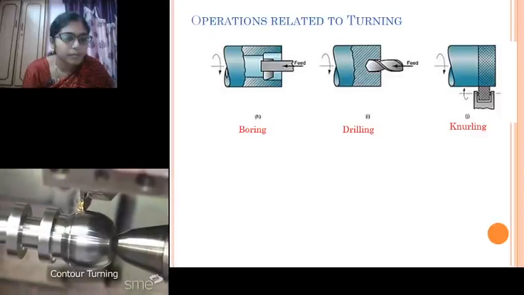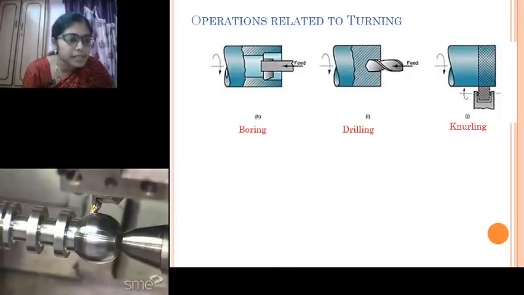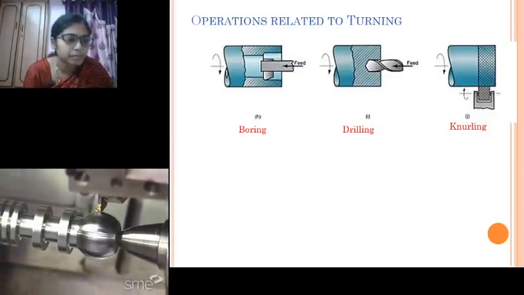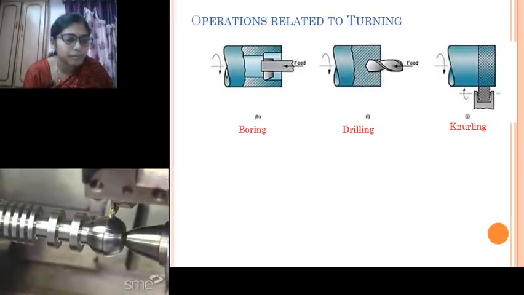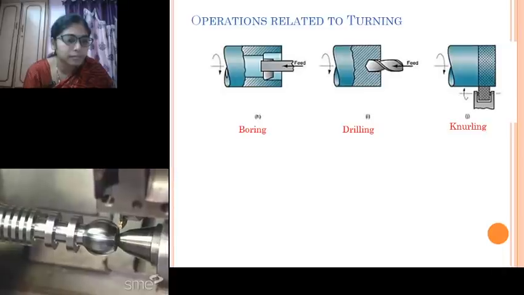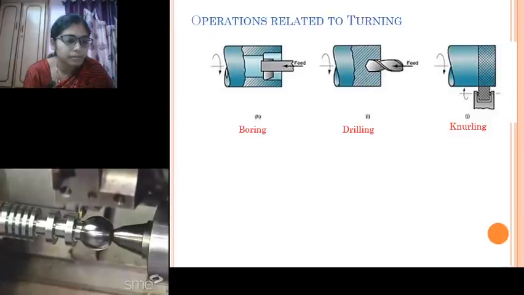Contour turning or profiling. Now here you can see the feed which is given to the tool is not constant throughout the surface. It is producing a certain shape on the workpiece surface. This type we call a contour turning operation, in which the desired contour is simply programmed into the machine, which directs a cutting tool to cut the contour.